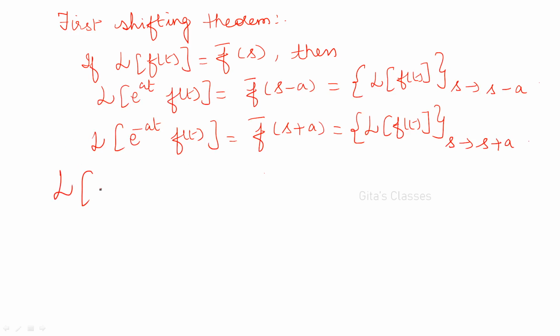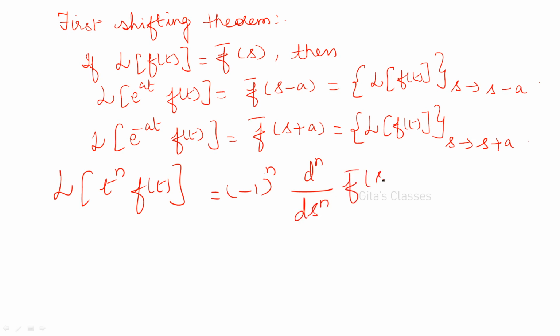Now, if the function is multiplied by t power n, remember, multiplied means differentiation. So minus 1 power n into, how many times you have to differentiate? If it is t power n, d power n by ds power n of f bar of s. What is f bar of s? L of f of t.